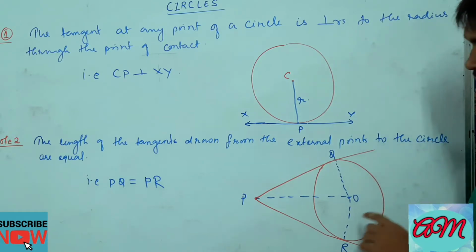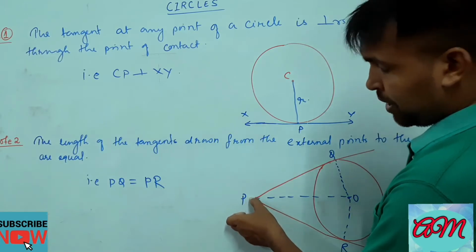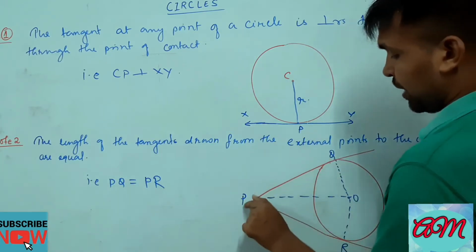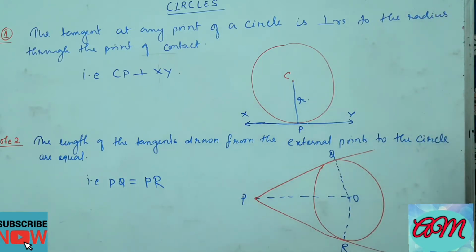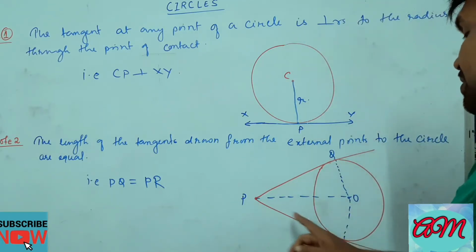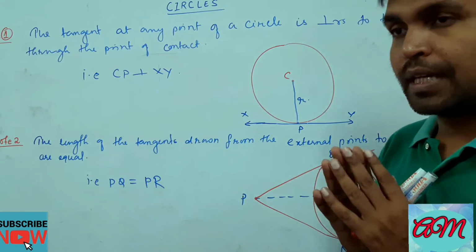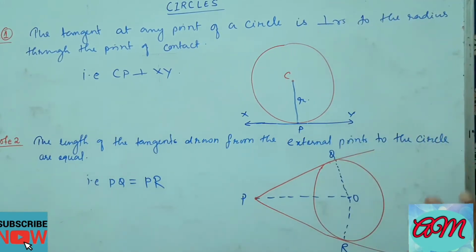Now from this circle, we have drawn two tangents from an external point. The external point is P. From that external point, we have drawn one tangent touching at Q and one touching at R. So always remember the theorem. Note number 2 states that this PQ will always be equal to PR. That means tangents drawn from an external point of a circle are always equal. So these are the two important theorems and introductions regarding tangents.